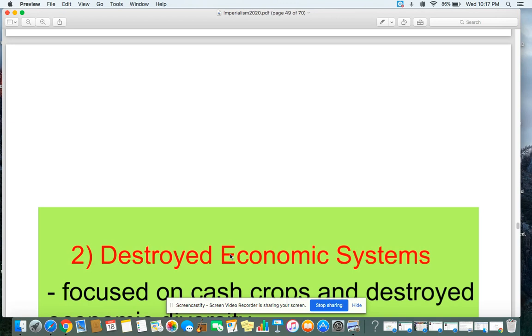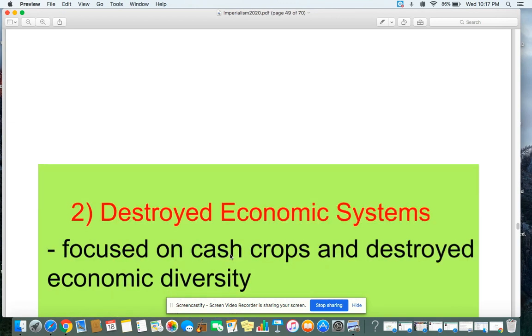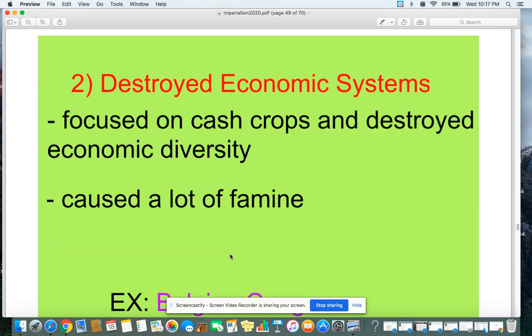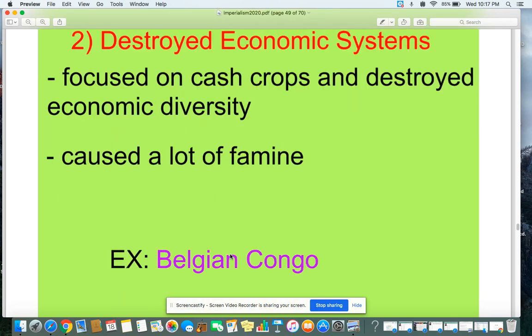And so they basically destroyed the economic systems that were within Africa, and they just didn't have that economic diversity when they gained their independence. Kind of like Central and South America, they just lost a lot of the things that they had traditionally done. This also causes a lot of famine. And we're going to look at a specific example in a minute called the Belgian Congo.